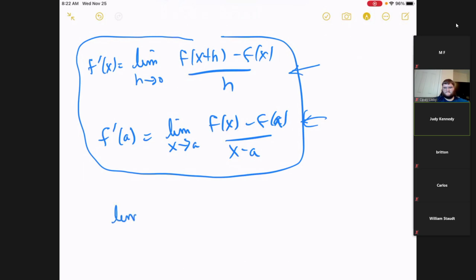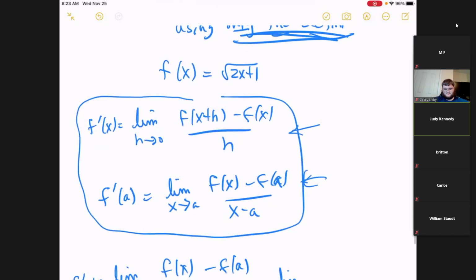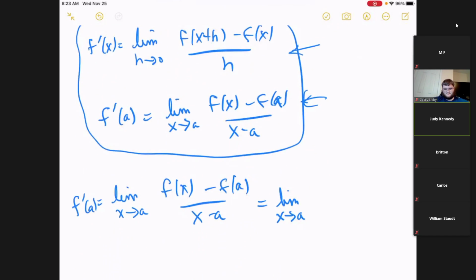All right. So f prime of a is the limit as x approaches a of f of x minus f of a over x minus a. My function is the square root of 2x plus 1, so it's the square root of 2x plus 1 minus the square root of 2a plus 1, over x minus a.